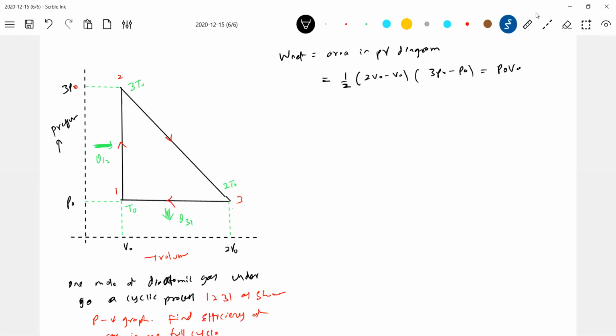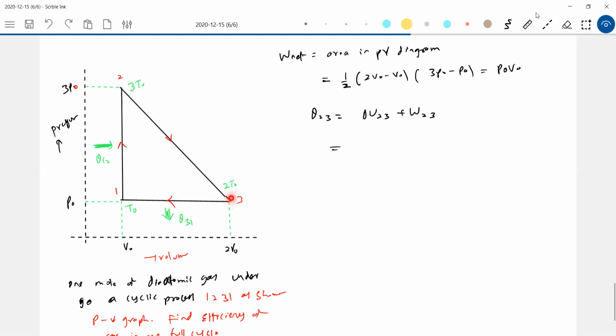The path 2, 3 is what we don't know. So I'll proceed like this: Q23 equals delta U23 plus W23 for the path 23. Change in internal energy is independent of path, irrespective of how the curve goes. It depends only on the final and initial temperature.